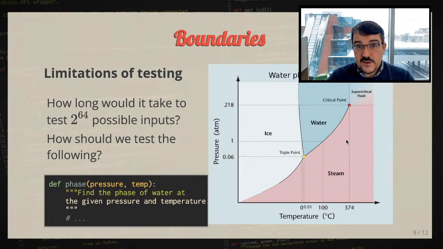Would you just sort of look at it and say, yeah, I don't see any mistakes, so I guess it's 100% correct? No, probably not. Would you prove it mathematically? No, you probably couldn't do that. So instead, you would write some tests. And if you had to choose what inputs of pressure and temperature to test, how would you pick them?